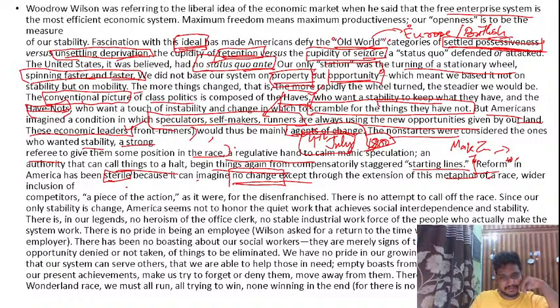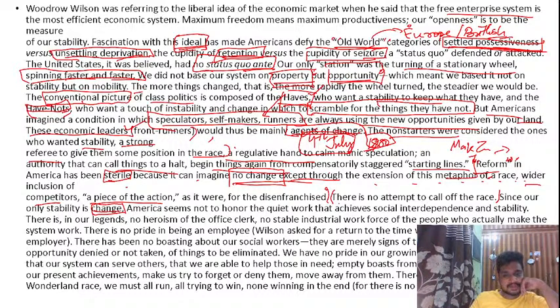No change except through the extension of this metaphor of a race, wider inclusion. What is the metaphor of a race? Wider inclusion of competitors, a piece of action, as it were, for the disenfranchised. Okay. There is no attempt to call off the race. American public leaders never say that we need communism back. And whoever has said those things has never been an American leader, American president. Since our only stability is change, that's a very good statement, a very good way of representing it.